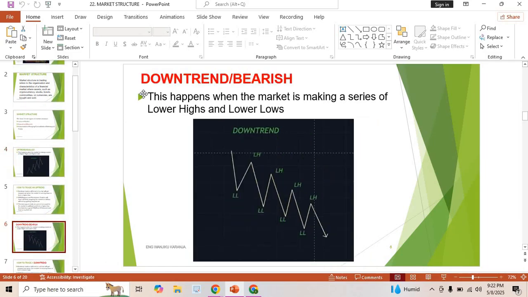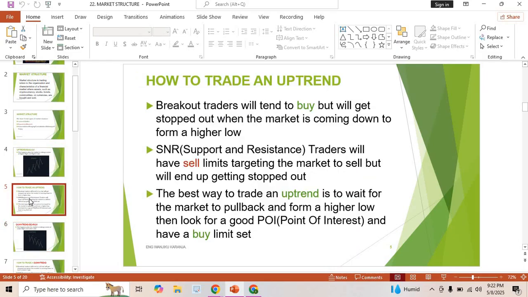For a downtrend, it happens when the market is making a series of lower highs and lower lows. We've looked at an uptrend, we've looked at a downtrend, but I want us to individually define how we trade. How do we trade an uptrend? We have 3 ways of trading an uptrend, but the last one is the most efficient.